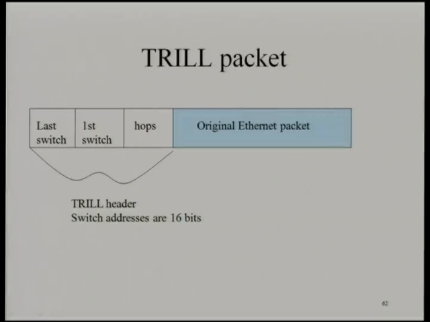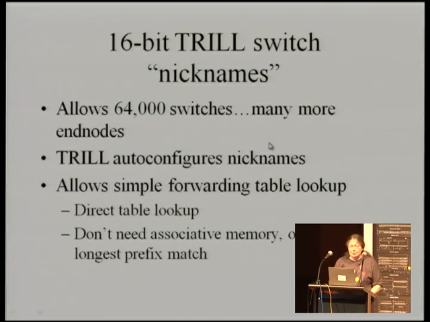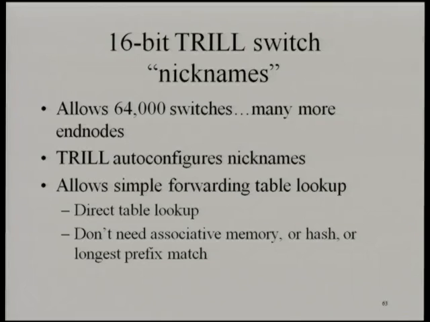So this is what a TRILL packet looks like. It's a 6-byte header. The switch addresses are 16 bits, which are auto-configured, so you don't have to configure them. They're just part of the routing protocol. People manage to get a unique 16-bit address. And so there's first switch, last switch, and a hop count, and the original Ethernet packet. So 16-bit TRILL nicknames allow 64,000 switches, and it allows many more end nodes than that. Is that scalable enough? I don't know.